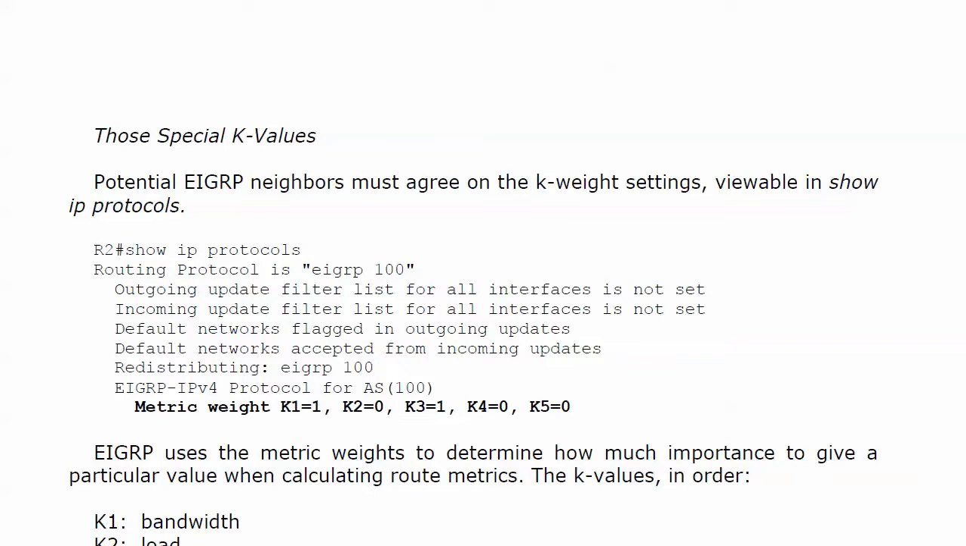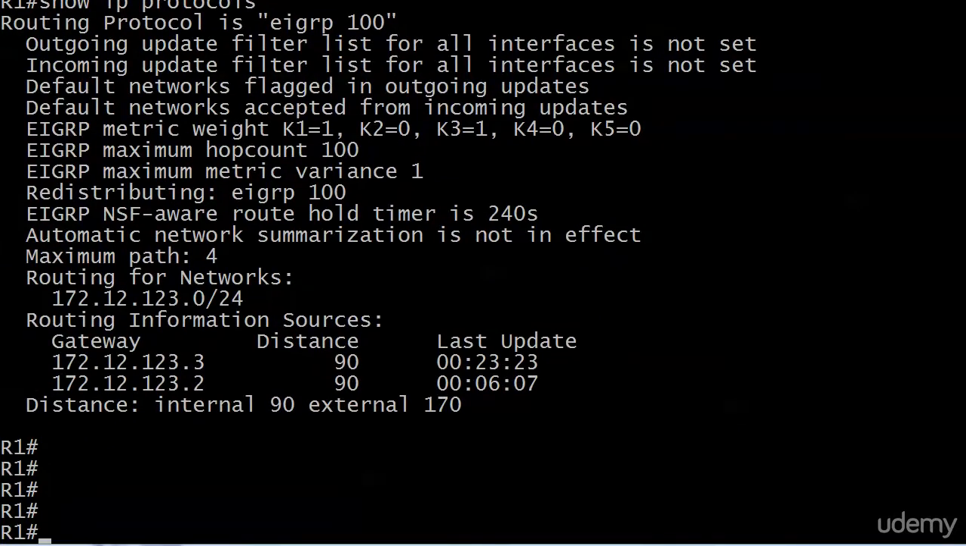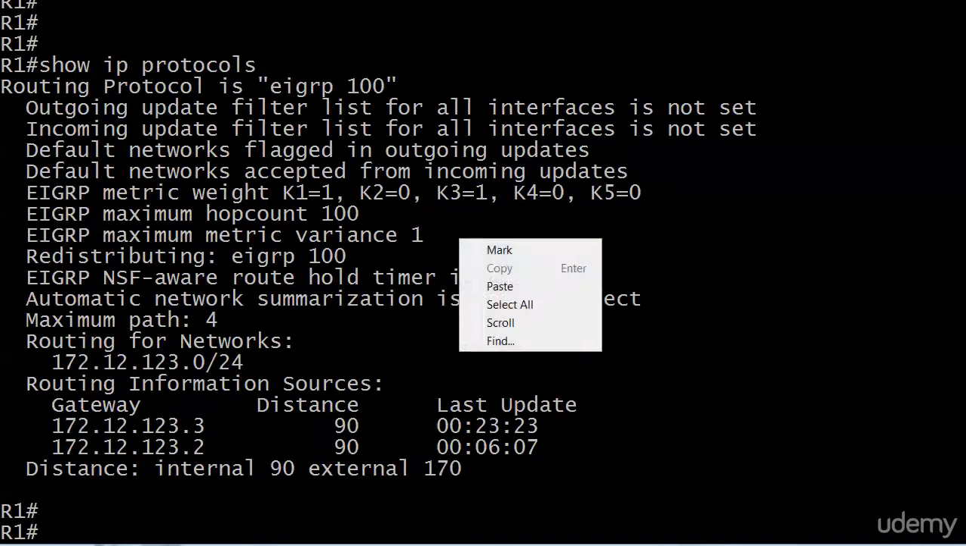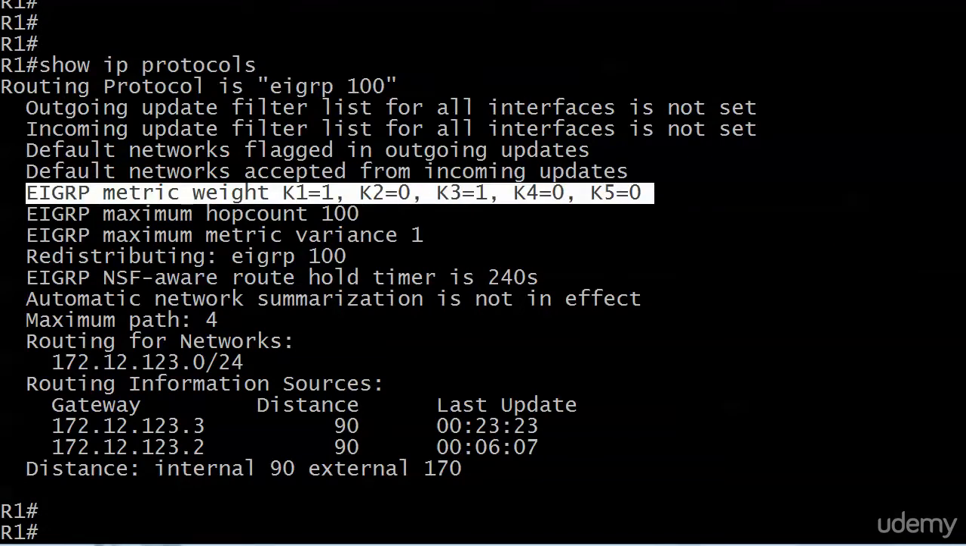One of the very first things you learn about EIGRP, of course, are those K values, the K weights, the metric weights. They've got to match. And they're viewable in show ip protocols. Here I've got a readout from router 2 and from router 1 in the same lab, or the same rack, I should say. The output can be slightly different as far as the formatting goes, but your EIGRP metric weights are going to be listed right there.